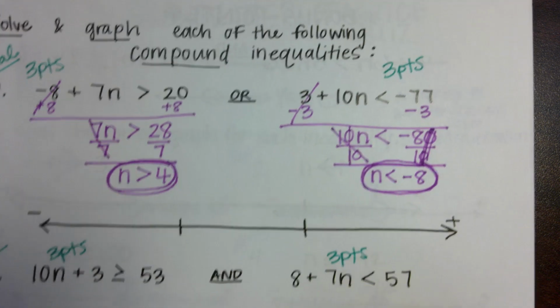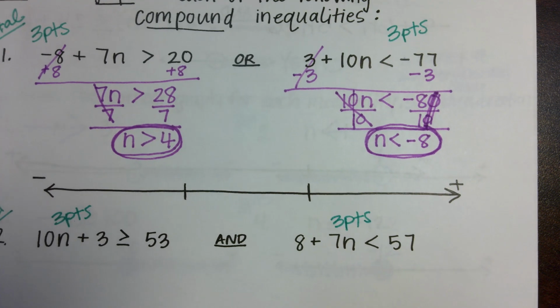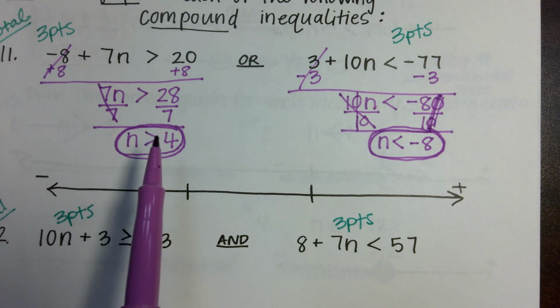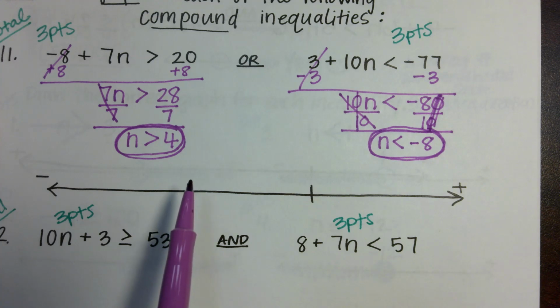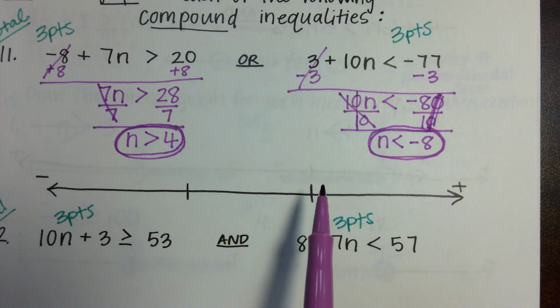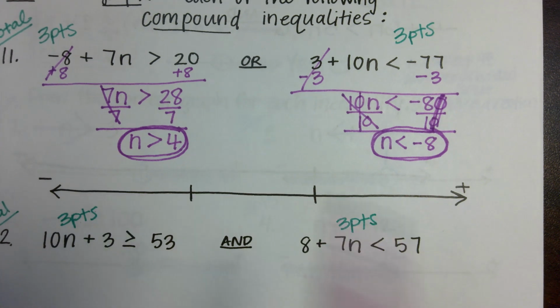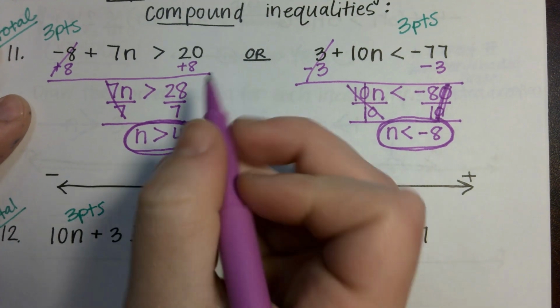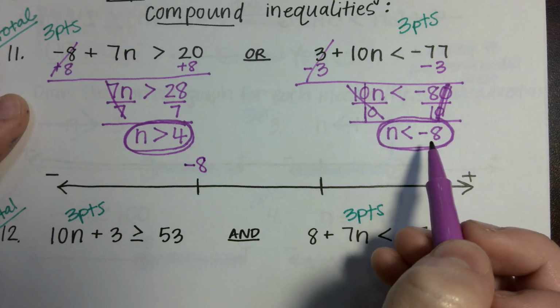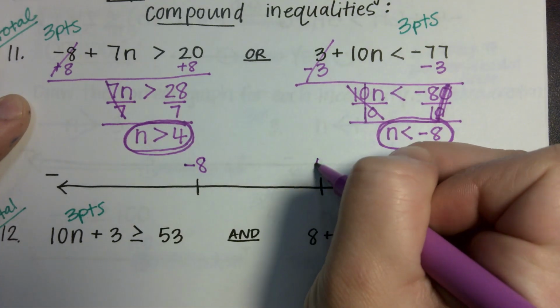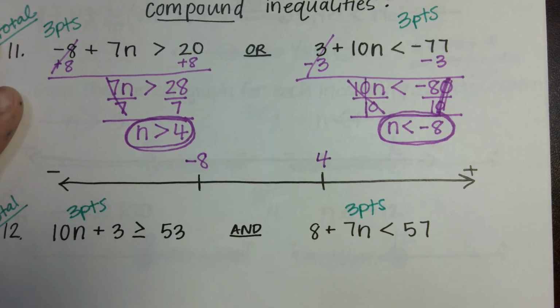Okay, now here is the part where we need to be very careful. Just because we solved n is greater than 4 on this side does not mean that we just drop it down and write 4 on the first tick mark. Just because we got negative 8 on the right side doesn't mean we drop it down and put negative 8 right here. We need to think about which number is larger and which number is smaller. Yes, negative 8 comes first. A negative number is always smaller than a positive number. It doesn't matter what the numbers are. If it's negative, it's smaller than the positive.